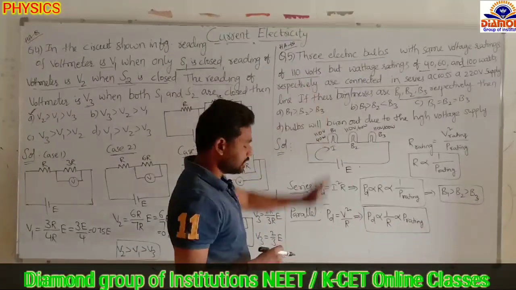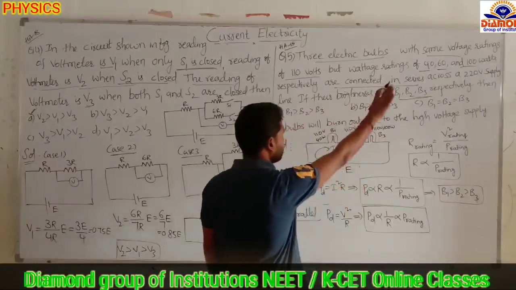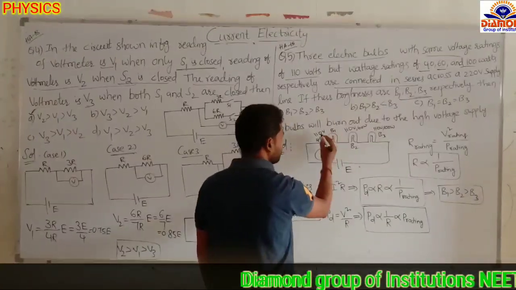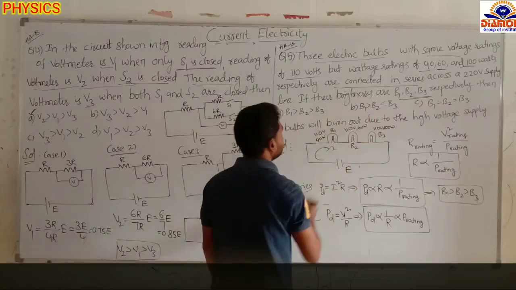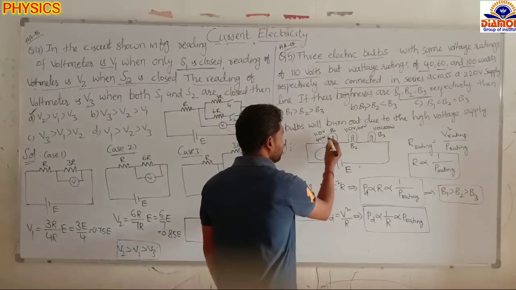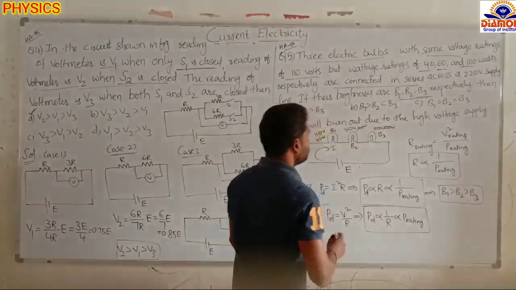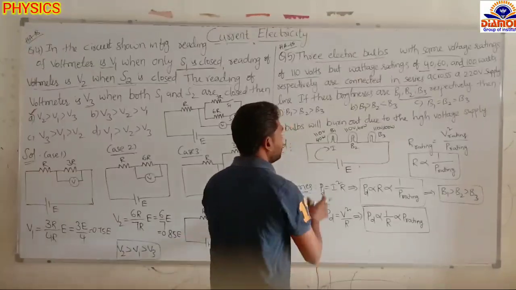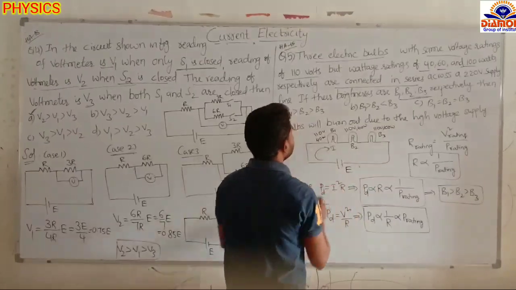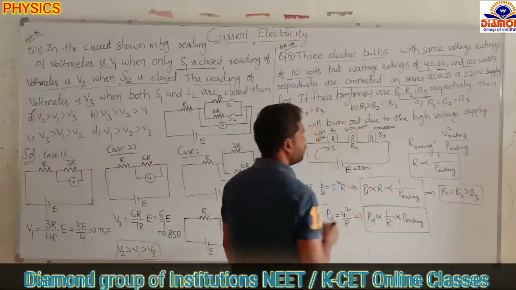I am drawing the diagram. See now, 3 bulbs are connected in series, and the voltage rating is common, the same, 110 volt, 110 volt, 110 volt, and the wattage rating, the power rating, is also given. First one is 40 watt, second one is 60 watt, third one is 100 watt. These 3 are connected in series, and the voltage supply to this is nothing but E, that is the 220 volt line we are supplying.